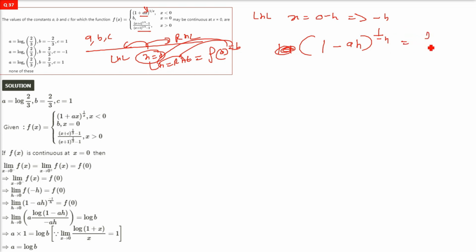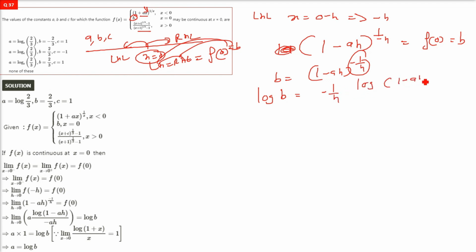So this is equivalent to what? f(0), which is b. So b is equal to (1 - ah) to the power -1/h. Whenever you have a power like this, you just take the log, it will be very easy. So when you take the log of b, the power comes outside: log b = (-1/h) times log(1 - ah). And please remember this log is log base e.